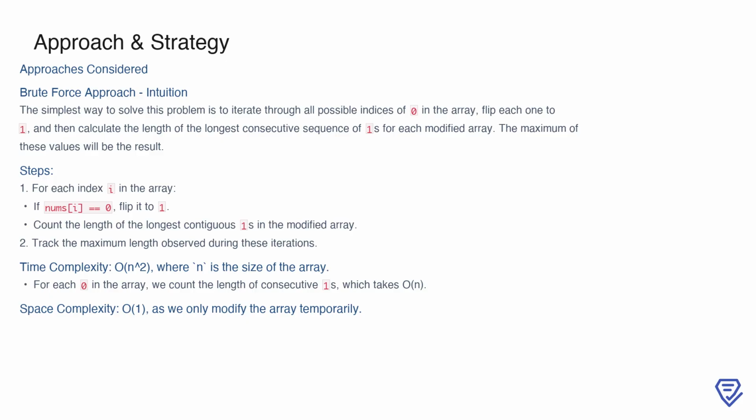However, this simplicity comes at a cost. For each 0 in the array, we need to count the length of consecutive 1s, and since this counting itself takes linear time, the overall time complexity becomes quadratic, or O(n squared). On the other hand, the space complexity is O(1), as we only modify the array temporarily without using any additional data structures. While straightforward, this approach is clearly inefficient for larger arrays.